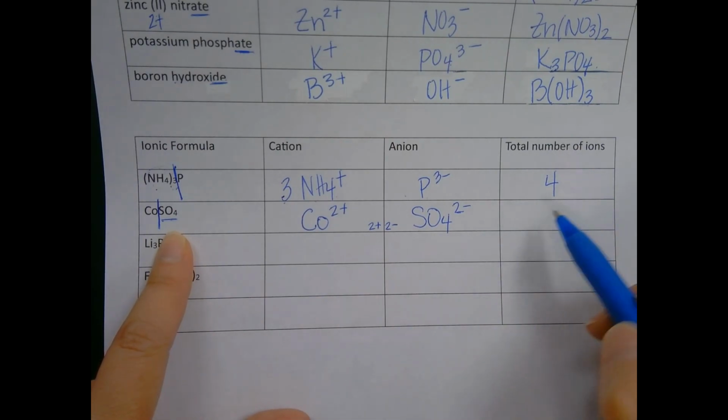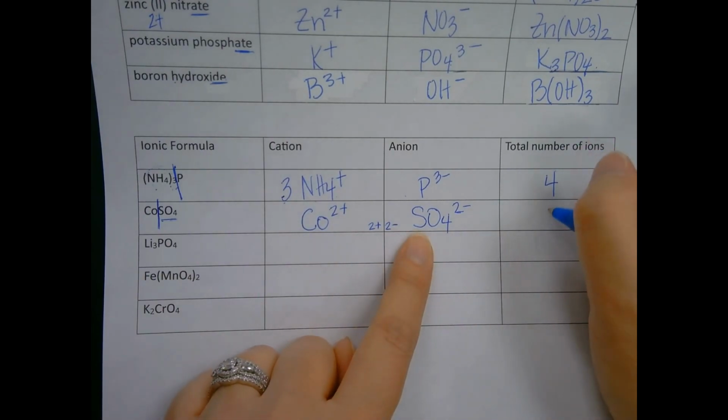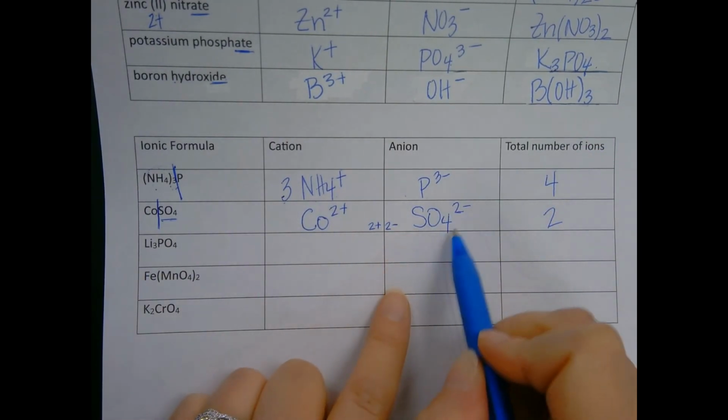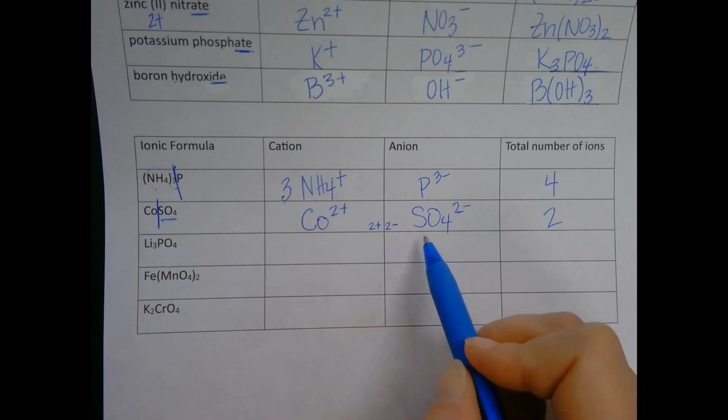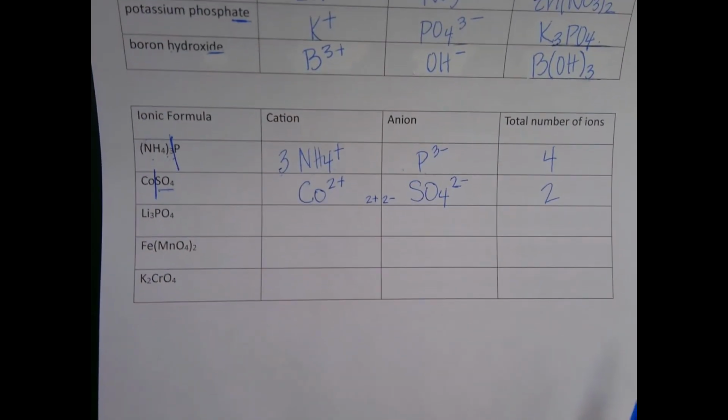My total number of ions is 1 cobalt and 1 sulfate, for a total of 2. Remember, this is a unit, okay? We cannot break it up, and it's counted as 1. So let's look at the next example.